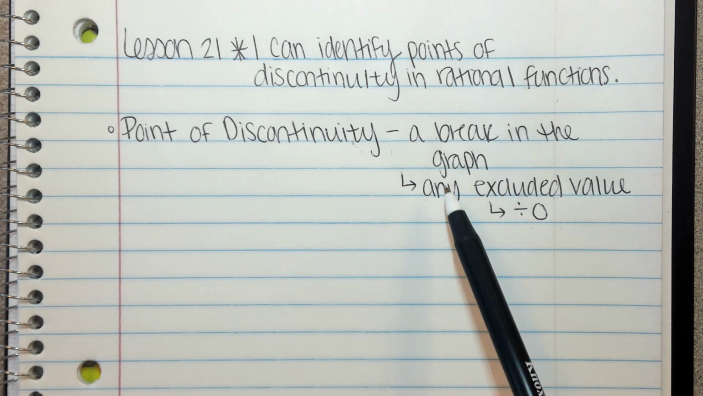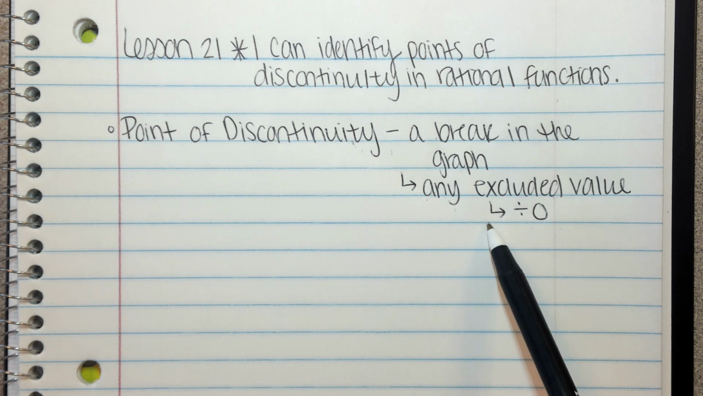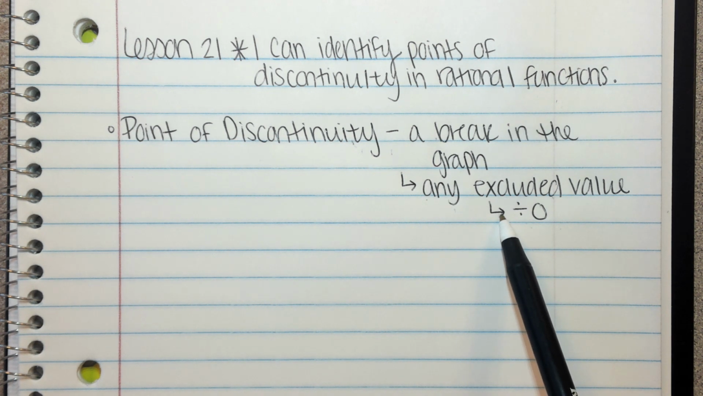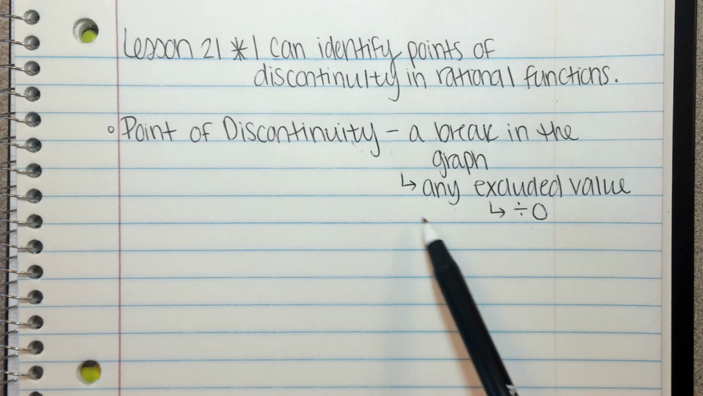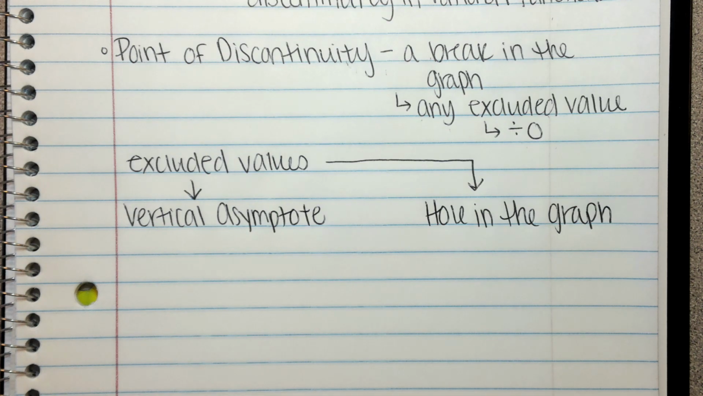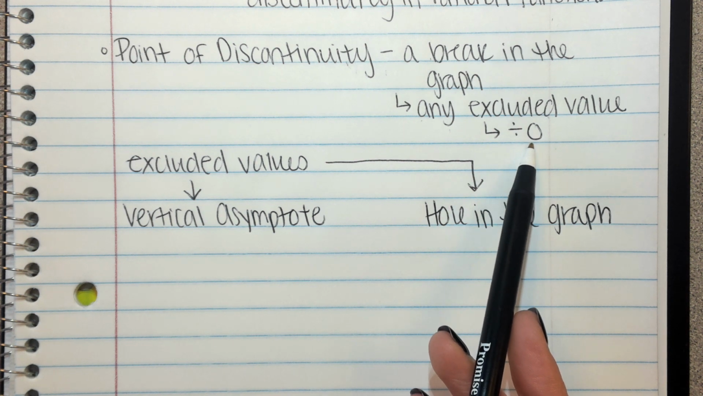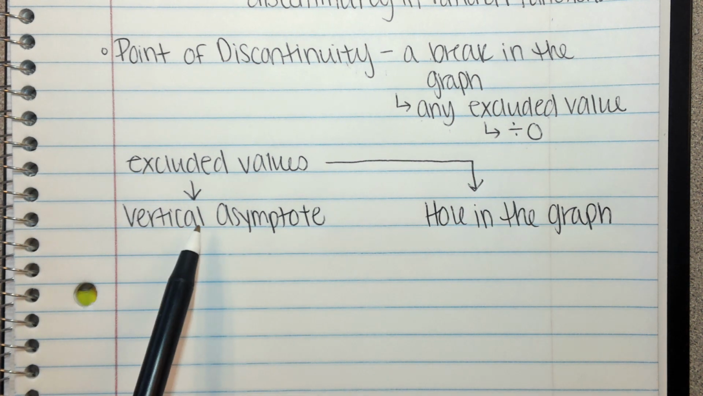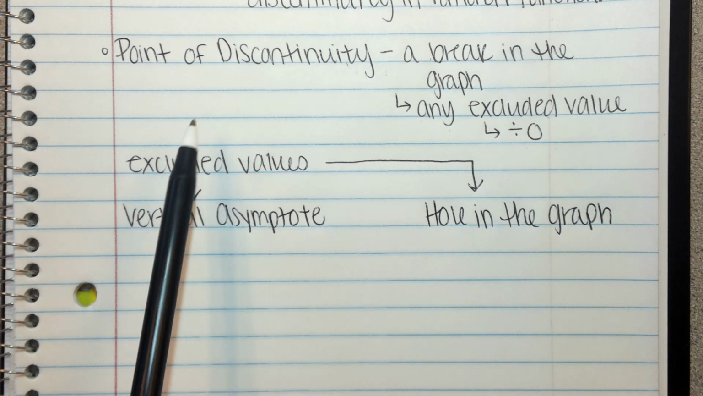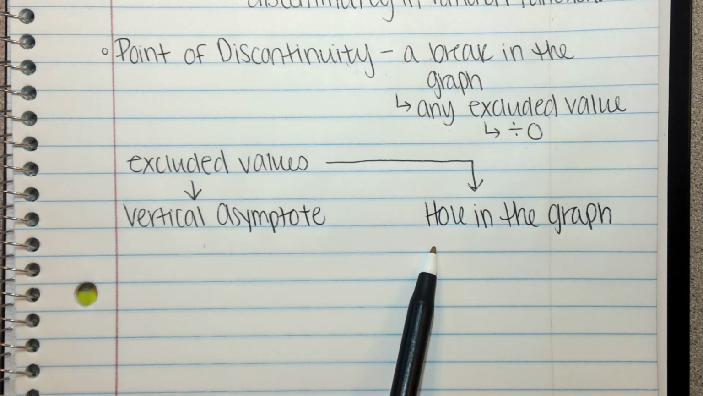So we've talked about that. We've talked about restricted values. We've looked at them. We've pointed them out. We've written them down. We've typed them in Math Excel. So now we're just looking at how those behave in the graph as points of discontinuity. Okay, when you get excluded values, so when we find our restricted values or what would make our expression divided by 0, we have two different types. They can either be a vertical asymptote or a hole in the graph.